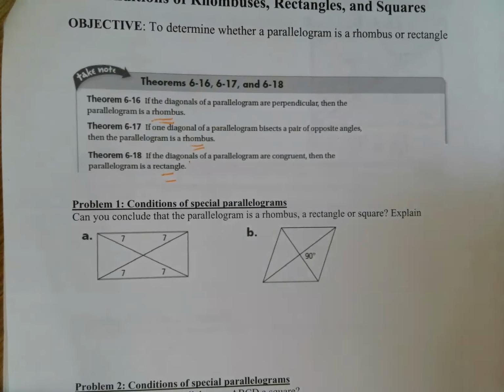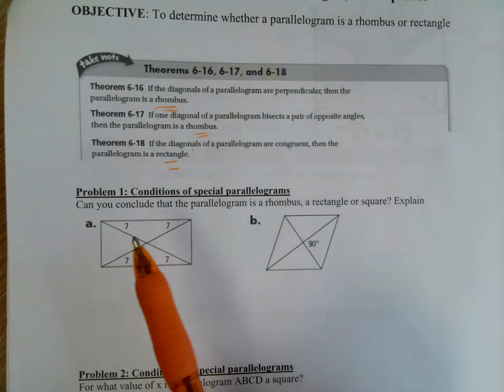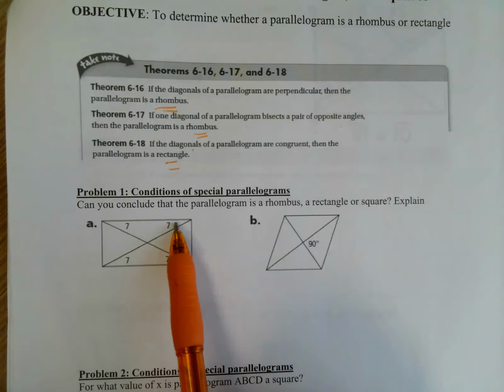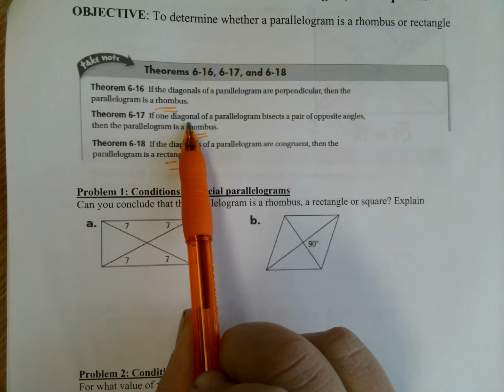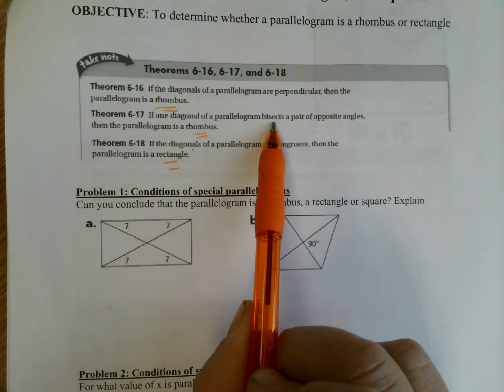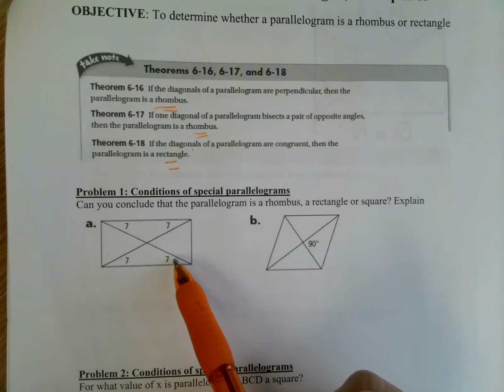So first, can you conclude that the parallelogram is a rhombus, rectangle, or square? And then you explain it. So for this one, it looks like we have diagonals and we have angles here. So we only have one property that deals with that. It's saying if one diagonal of a parallelogram bisects a pair of opposite angles, so that means these two have to show they're congruent and these two.